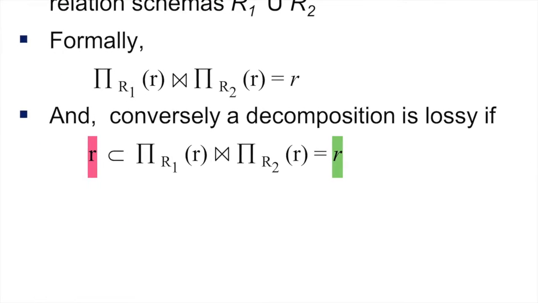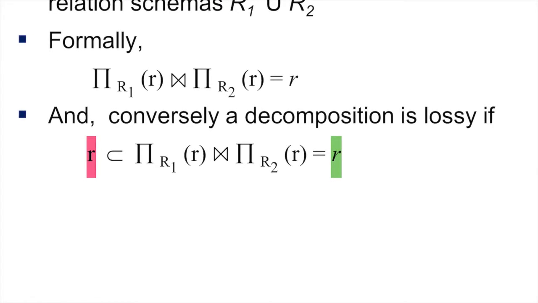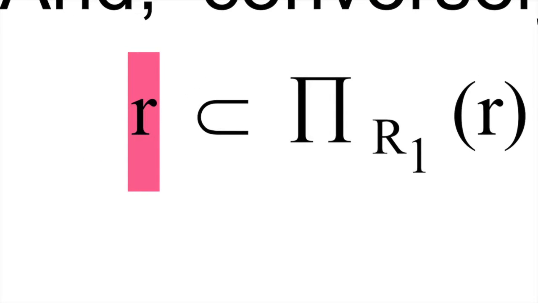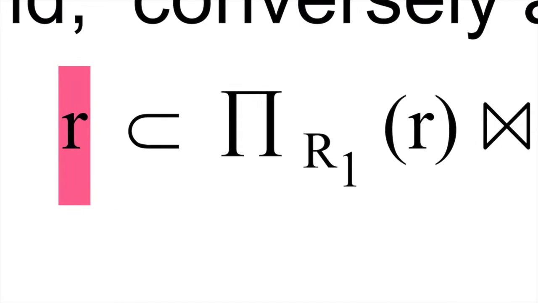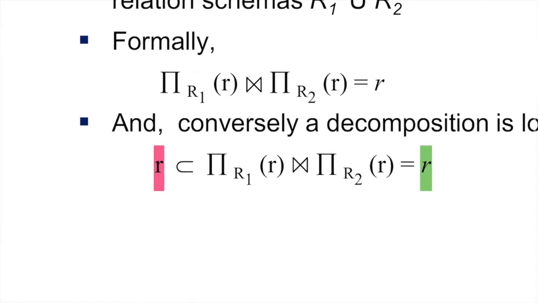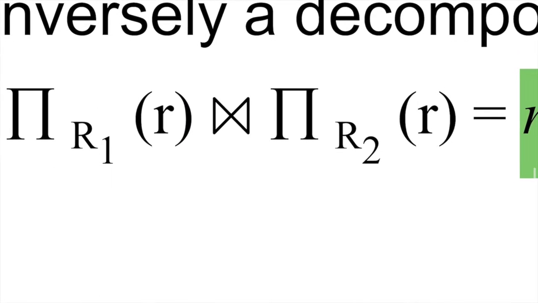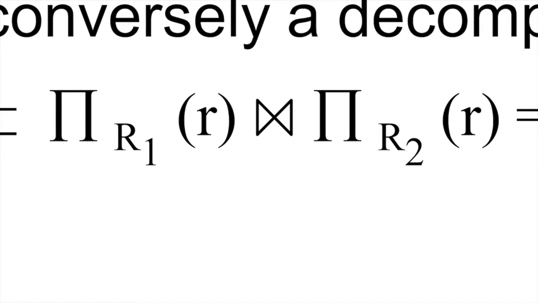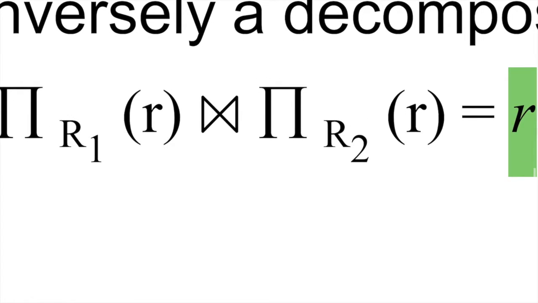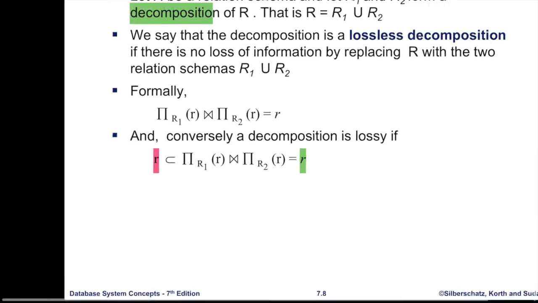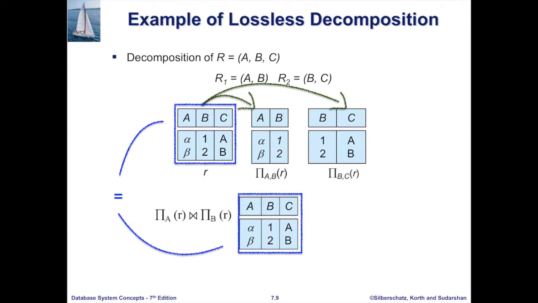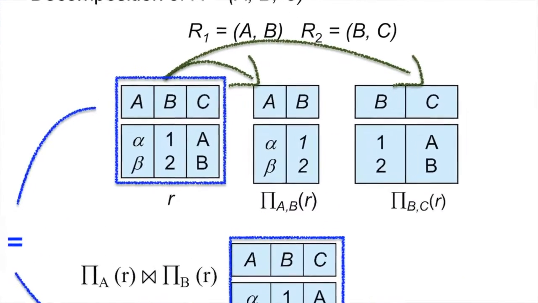Okay. And conversely, a decomposition is lossy if the original table, undecomposed, is a proper subset of the resulting table from the natural join of the two projected or decomposed tables. So to illustrate the formal definition in our previous slide, we have here a very simple example.